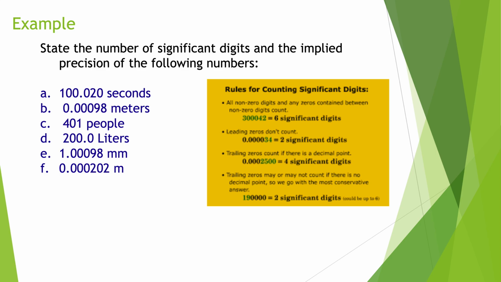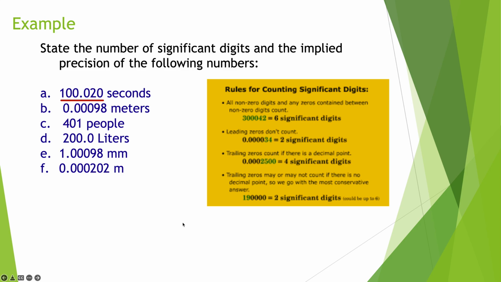So state the number of significant digits and the implied precision of the following numbers. Let's try the first one, A. Now you'll notice if I underline that, zeros after the decimal are considered significant digits. So I underlined all of them, seeing that they're all significant, and that gives me a total of 6 significant digits. What about letter B?